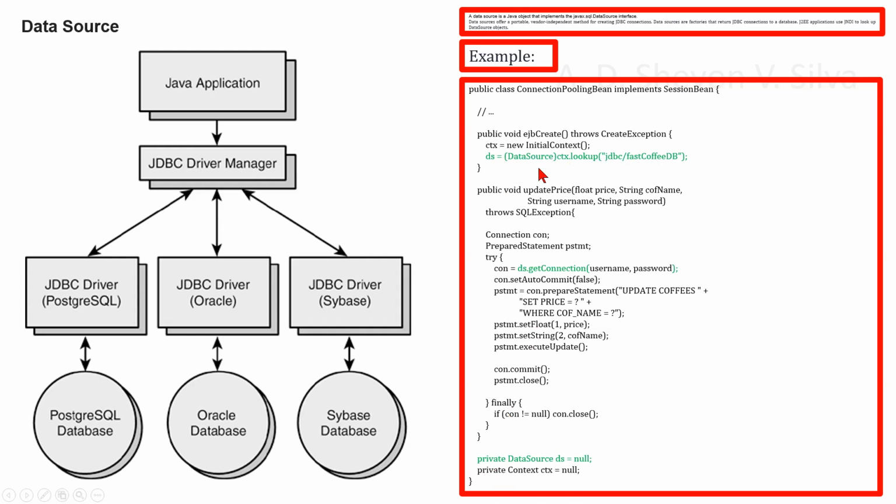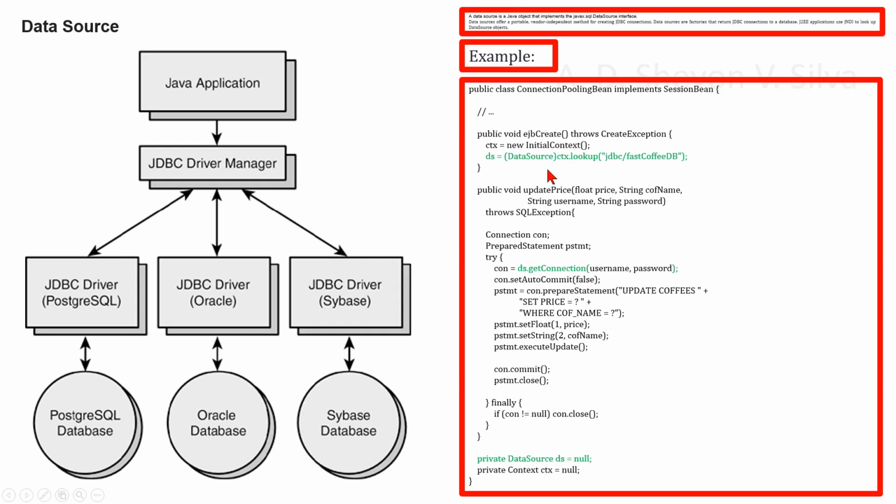That the system administrator bound to the JDBC /fast coffee DB at deployment time. Because the return value of the method lookup is a Java object, we must cast it to the more specific data source type before assigning it to variable ds. The variable ds is an instance of the class that implements the data source interface.